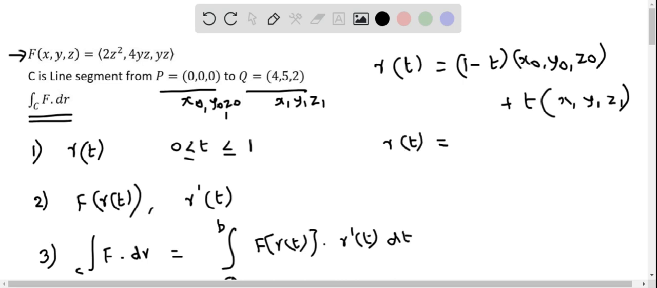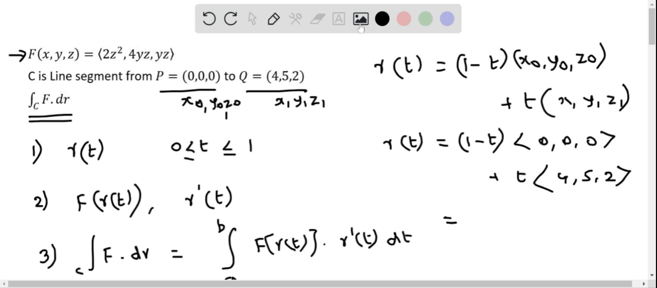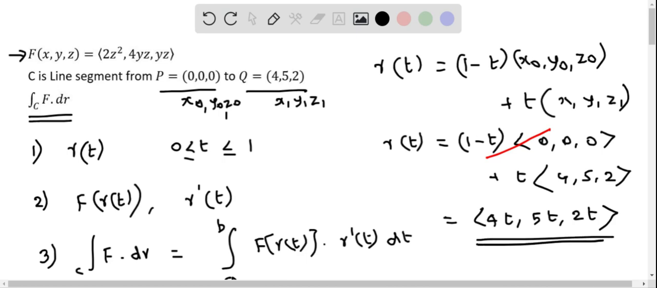So we get r of t equals (1 minus t) times (0, 0, 0) plus t times (4, 5, 2). When we simplify this, the first product is all zeros, so it becomes 0. And if we expand the second product, we get 4t, 5t, 2t. So this represents the parameterized form of the given line segment, r of t. And this means we have just completed step 1.